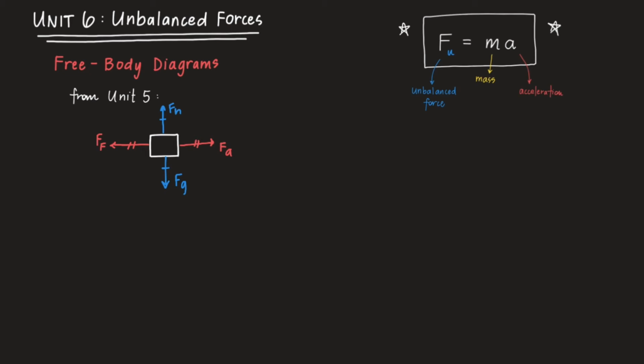That's not going to be the case in this unit. So in this unit, Unit 6, which is unbalanced forces, we're going to see that somebody is winning the tug of war.